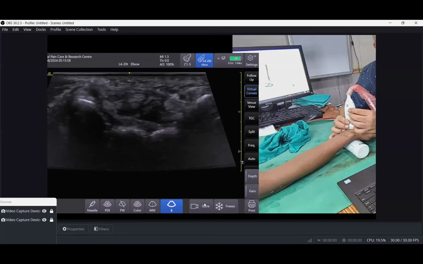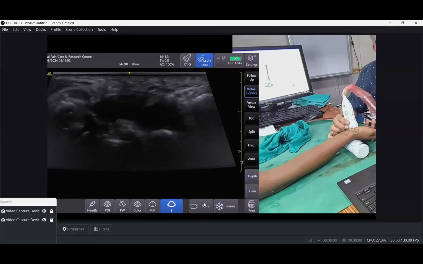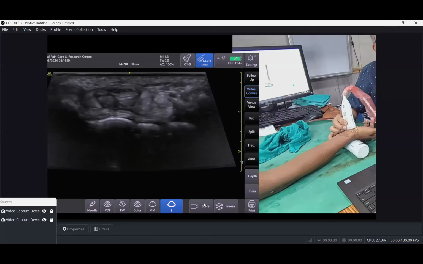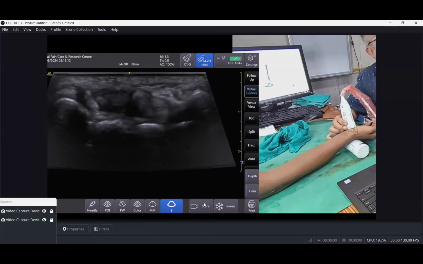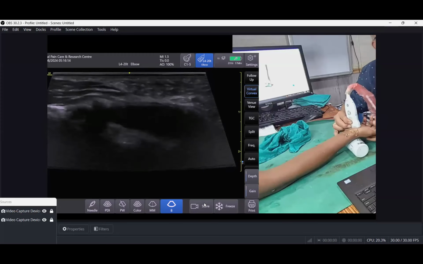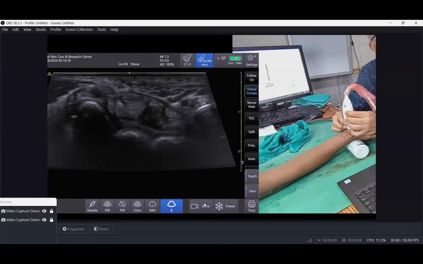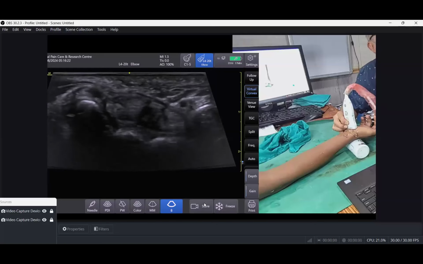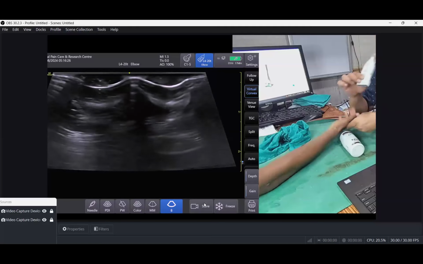Another trick is to tell the patient to move the hand, move the fingers. Can you see the tendons? All the tendons are moving very vigorously, but the median nerve is not moving that much. So this is another trick: tell the patient to move their fingers. You can see all the tendons are moving very nicely, but the median nerve is remaining where it is. I will show you in my own picture.